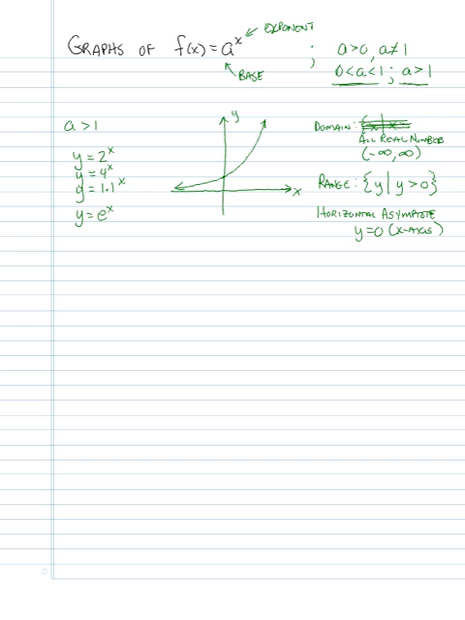Now, if our a value is a positive number between 0 and 1, so that would look like things like y is equal to 1/3 to the power x. Our a is 1/3, or y is equal to 0.75 to the power x. Well, those graphs have a similar look, but if you will, they're kind of in reverse order. That is, these graphs will all look something like this.